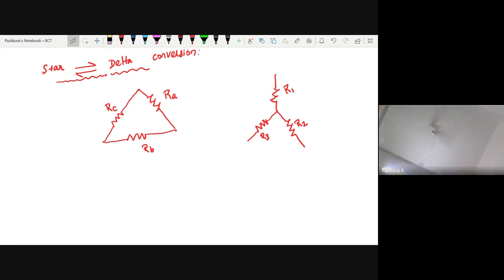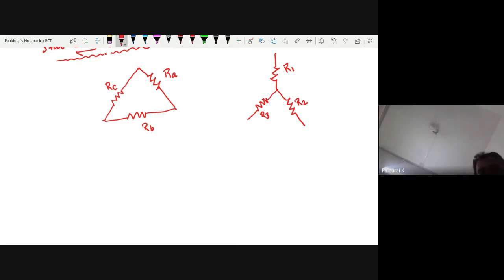ஓகே, first எதை வச்சுக்கலாம்? Star to delta போலாமா, delta to star போலாமா? இதை ஏன் கேட்கறேன்னா இந்த formula கன்ஃபியூஸ் பண்ணப் போகும். இப்போ straight away I am going to give you the formula and no need to derive it, because your basic circuit theory level-ல இந்த formula-வை derive பண்ண வேண்டாம். ஓகே, formula மட்டும் போதும்.